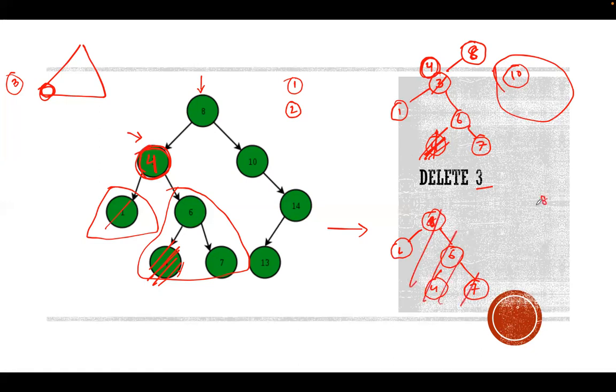So here we have 8, and we'll have 1. We are replacing the value 3 with 1, and then there will not be any child, we are just deleting that. So here we will have 6, 4, and 7, and here we have all the other values in the right subtree of node 8. You can check it will still be a binary search tree.